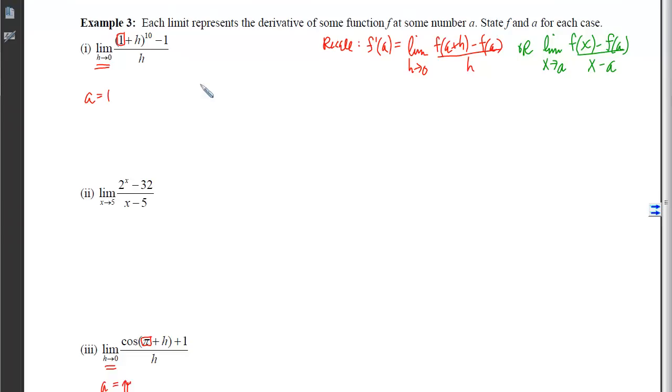The second thing we have to figure out is the function itself. So the function itself, right here, this first term, has an a plus h plugged into the function. So if we change that a plus h to an x, we should be able to find the function itself. So if I change this 1 plus h to an x, we can see that the function is going to be x raised to the 10th.